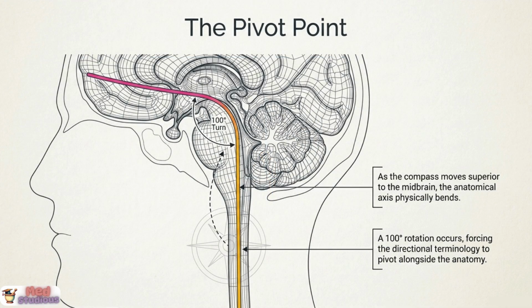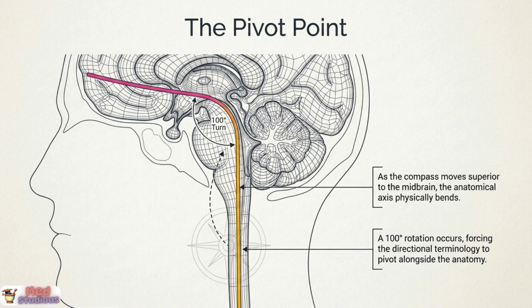One of the most important contexts where you will encounter rostral and caudal is in embryology, the study of how the human body develops. During early embryonic development, the neural tube, which eventually becomes the brain and spinal cord, forms along a clear head-to-tail axis. The rostral end of the neural tube gives rise to the brain, including the forebrain, midbrain, and hindbrain. The caudal end develops into the spinal cord.